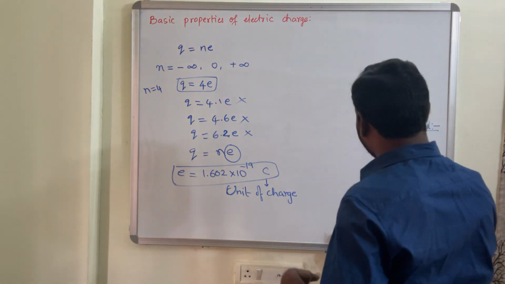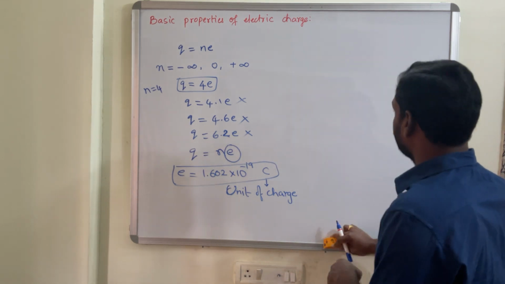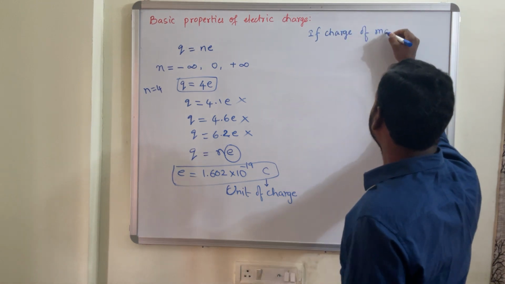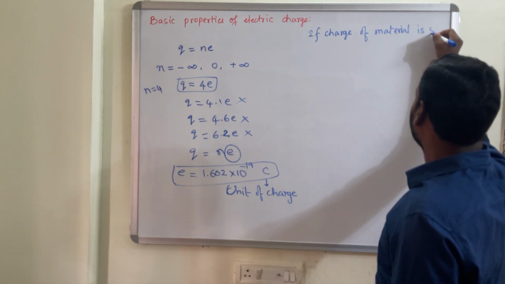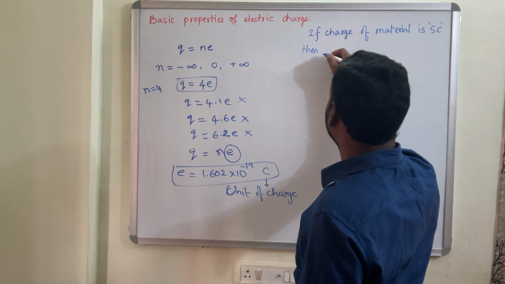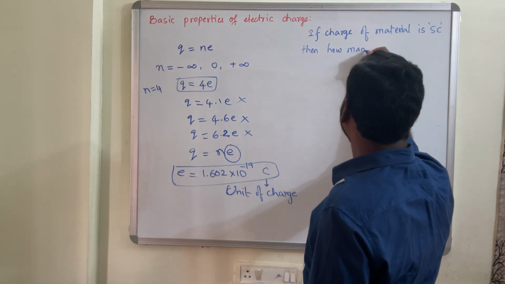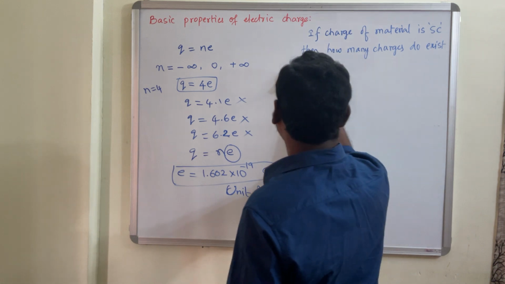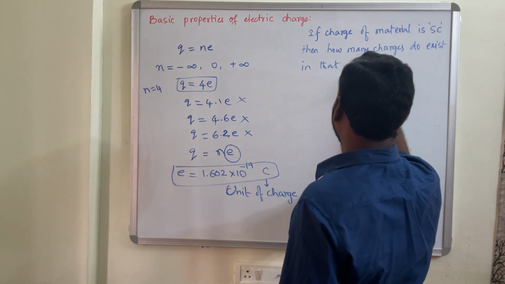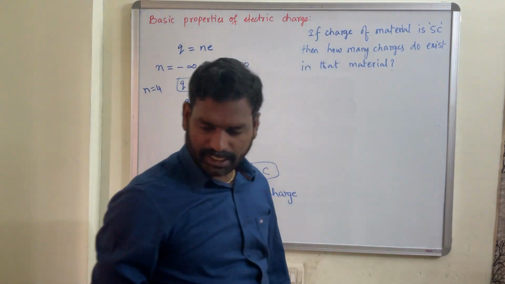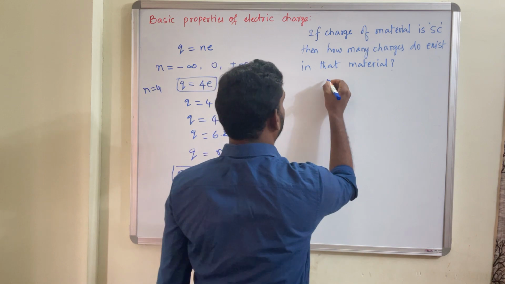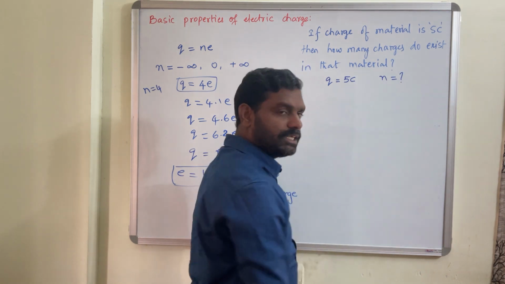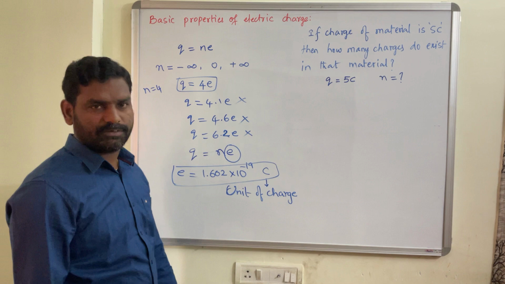Okay, so I'm going to explain one problem here. If the charge of the material is 5 coulombs, how many charges exist in that material? He has given a charge Q value. Q is equal to 5 coulombs, and he is asking us to find the number of charges in that material.